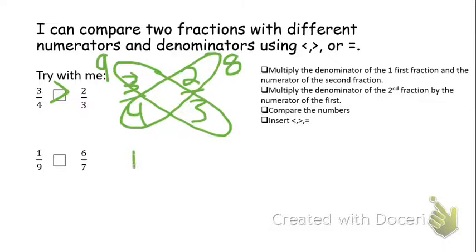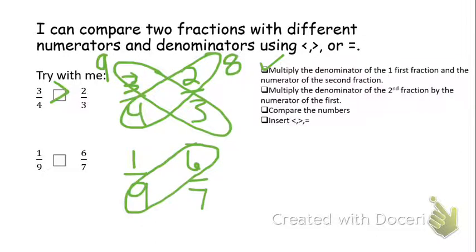So I have 1/9 and 6/7, okay? And I need to compare these. So I'm gonna multiply a denominator by a numerator. So that's 9 times 6. Go ahead and figure out what that is. Pause the video if you need to. 9 times 6 is 45.